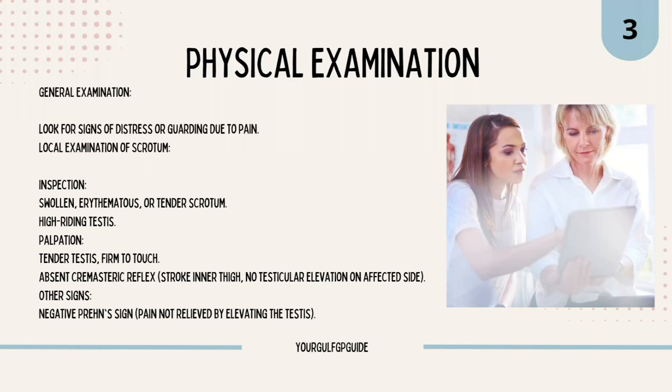In physical examination, the first thing that you will look for is the general examination: whether the patient is in distress, or he's guarding due to pain, or he's touching that area repeatedly because of pain, or what is happening exactly. What do you get from a general examination? Generally, how he is looking. Also, take the vitals of the patient.